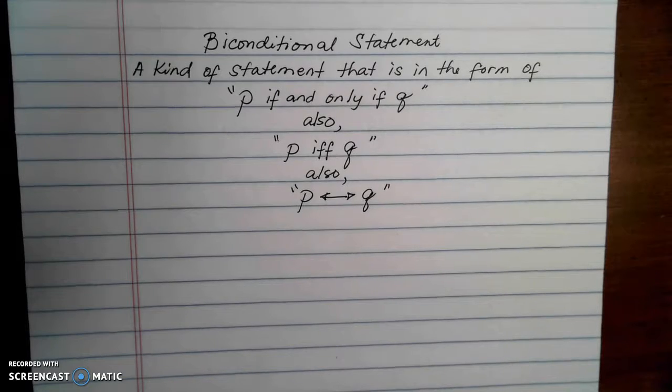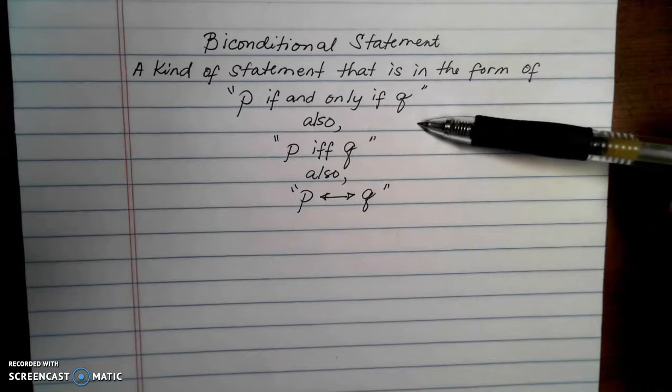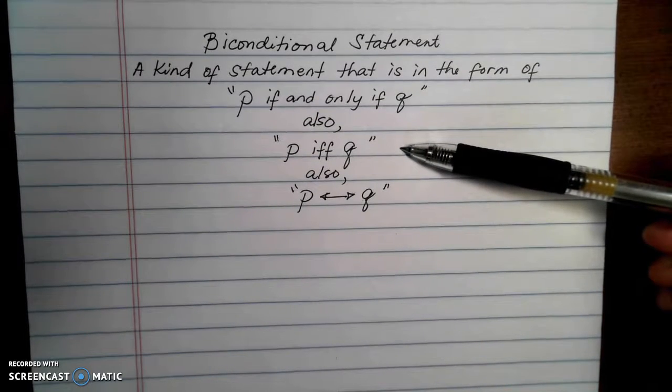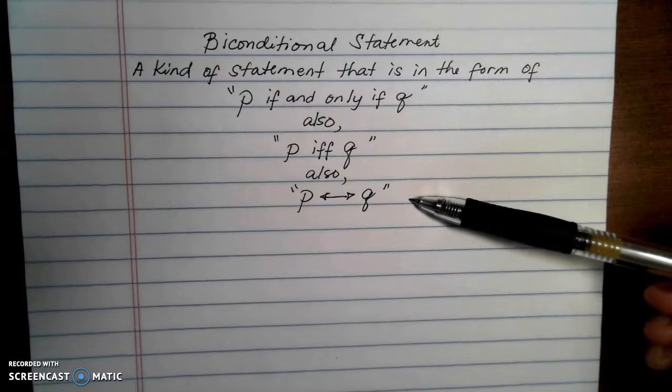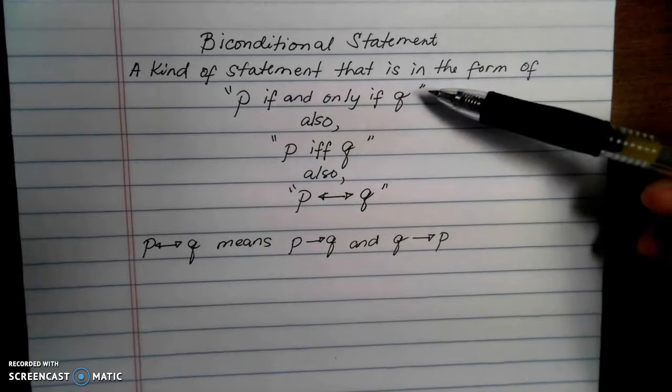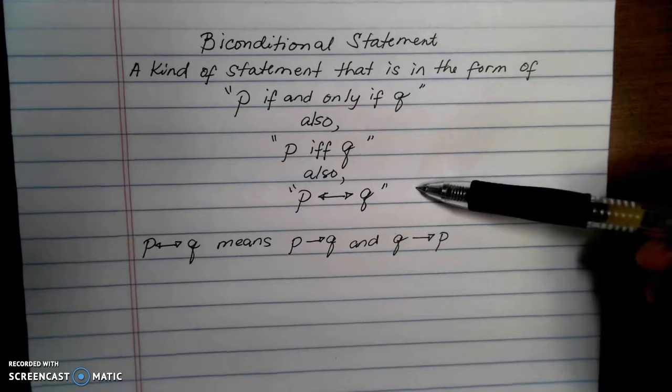Welcome back, everyone. Today we're going to discuss biconditional statements. A biconditional statement is one of the types of statements in geometry where we use "if and only if." Other ways to say it are "P if and only if Q," also "P iff Q" with the double F, and P, double arrowheads, Q. For all of these, we are going to say P if and only if Q.